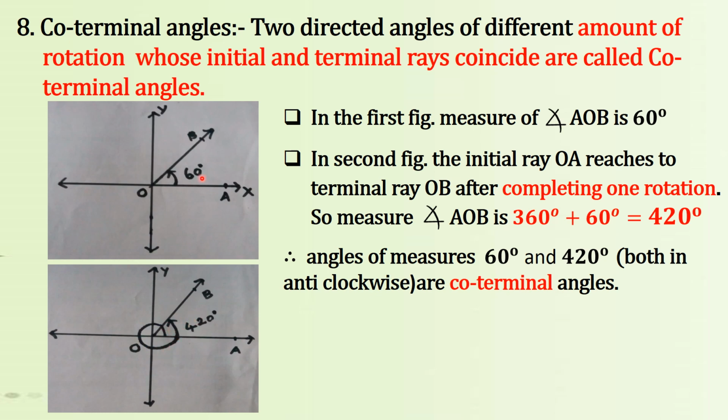So we can say for both the angles, that is AOB before one rotation and after one rotation, the terminal and initial rays are coinciding. So 60 degree and 420 degree angles are coterminal angles. If we take the positive direction and negative direction also, it is satisfied.